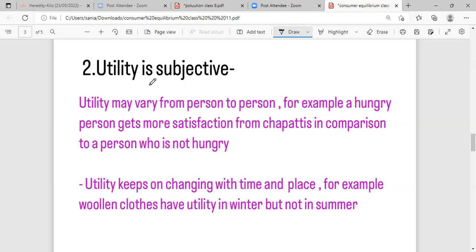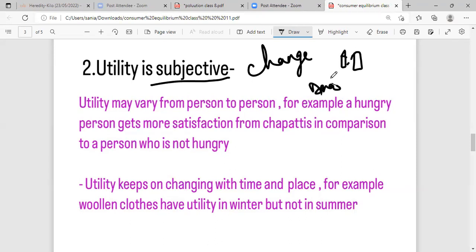For example, subjective means it changes, right? So, for example, this is a pen and this is chocolate. This is Dina, and this is me. Tomorrow Dina has her exam. So for Dina, this pen is important, but I don't have any exam. I'm hungry. So for me, this chocolate is more important, right? So the objects are the same, but it may change from person to person. Maybe for Dina, the pen is important, but for me, chocolate is important because I'm hungry. So utility may vary from person to person.